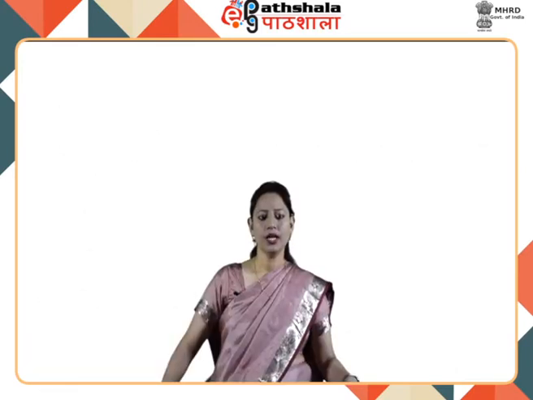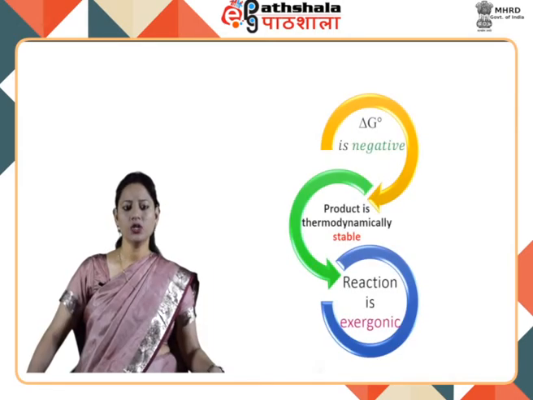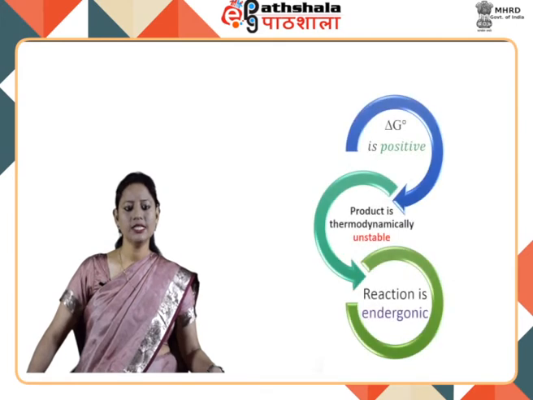Delta G naught relates to the equilibrium constant. The thermodynamic stability is indicated by delta G naught. If delta G naught is negative, the product is thermodynamically stable compared to the reactant and the reaction is said to be an exergonic reaction. If delta G naught is positive, the product is thermodynamically unstable compared to the reactant and the reaction is said to be an endergonic reaction.